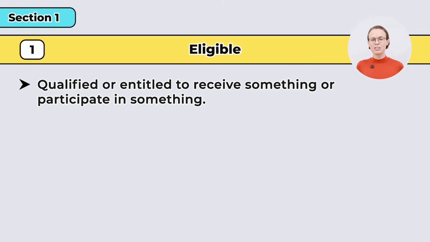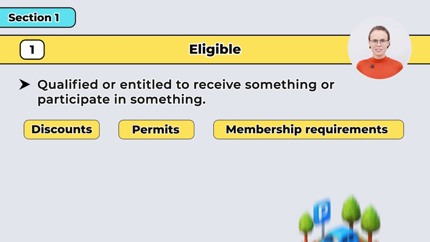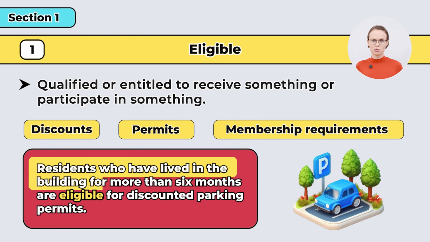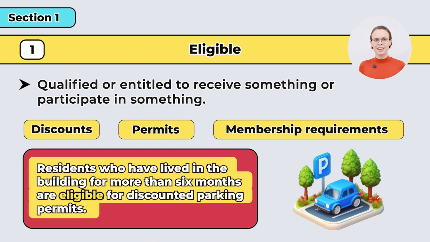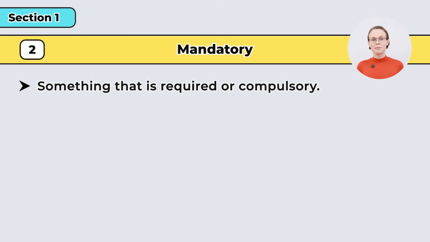You'll encounter this word frequently in notices about discounts, permits, or membership requirements, as organizations need to specify who can access their services. Here's a typical example. Residents who have lived in the building for more than 6 months are eligible for discounted parking permits. Next, we have mandatory, which describes something that is required or compulsory.